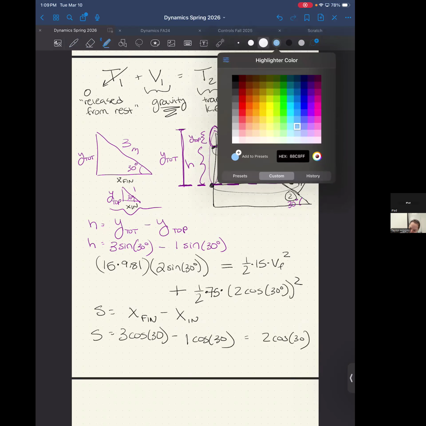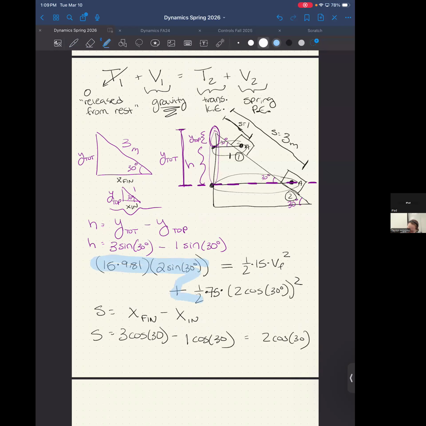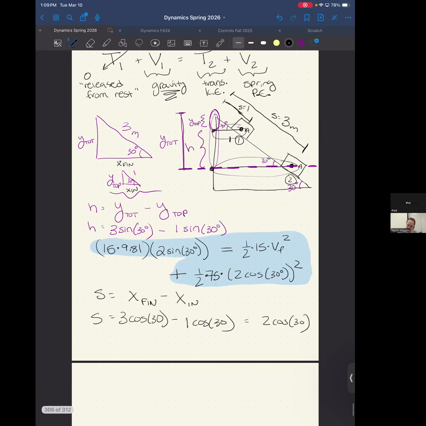This is looking pretty good. Why am I happy with this? Beautiful. One equation, one unknown. Better yet, that unknown is the thing the question is asking me for. Solve one equation for one unknown, and this problem is done. Okay? All right, so final answer here should be that V final is equal to 2.15 meters per second.